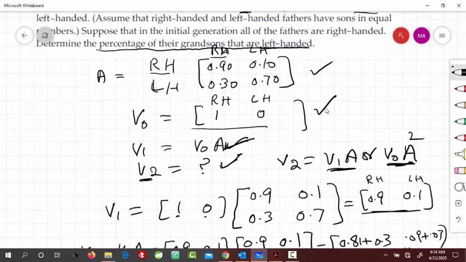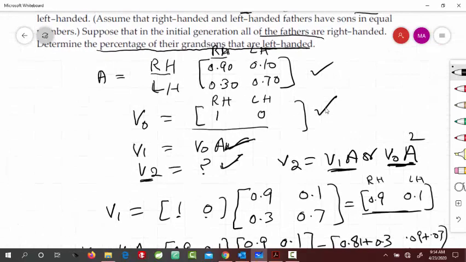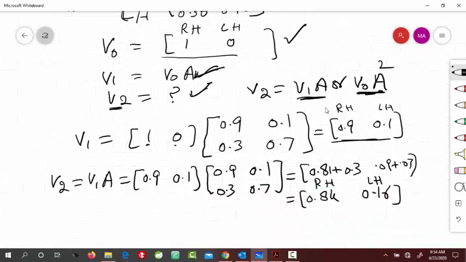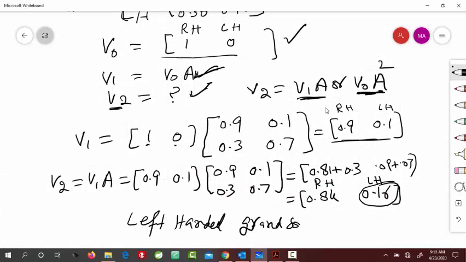And our question was the percentage of the left-handed grandsons, right? So this is your answer here. The left-handed would be 16% in terms of percentage. So that's your answer. 16% of the grandsons would be left-handed.